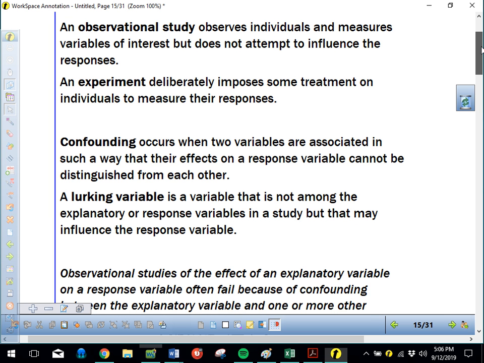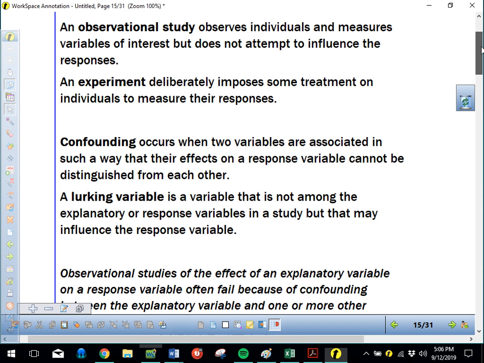So an observational study observes individuals and measures variables of interest but does not intend to influence the responses. So you are not doing any treatments at all. You're just observing what has happened. You're making observations, inferences, okay? An experiment deliberately imposes some treatment on the individuals to measure their response. So you are doing something to the experimental units, to the subjects.